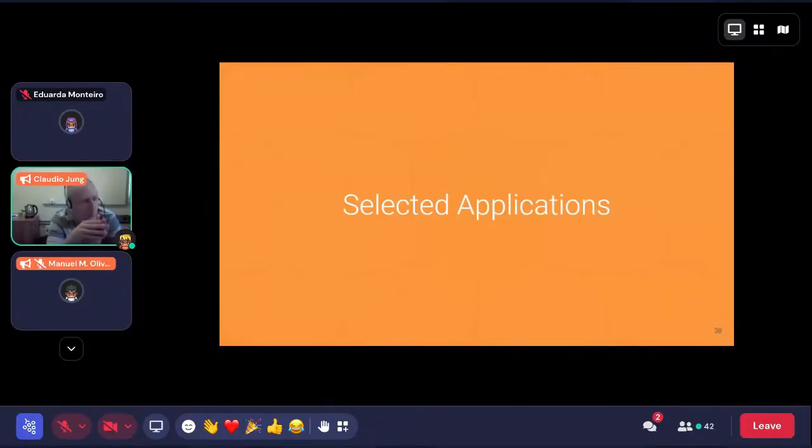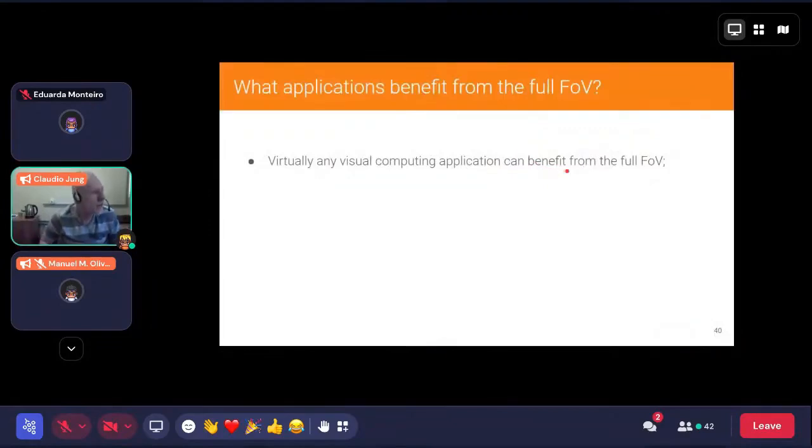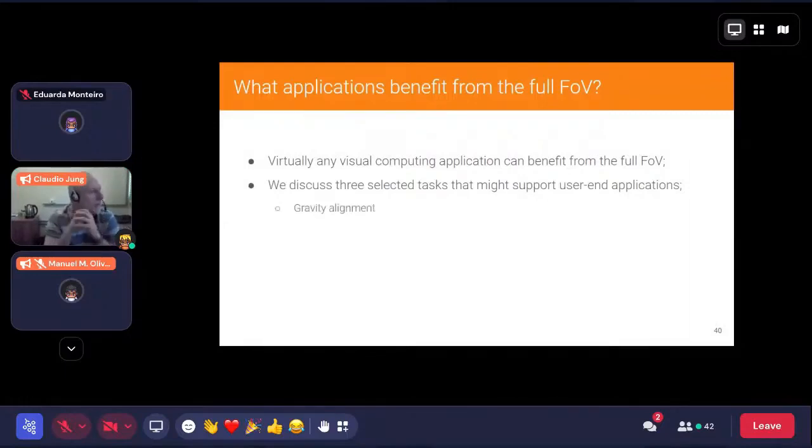In this presentation, we selected applications that mostly benefit from the full field of view of spherical cameras. And as Thiago mentioned, we will focus on 3 main applications, and hopefully I'll be able to convince you that spherical images are suitable for these applications. So the 3 applications are gravity alignment.